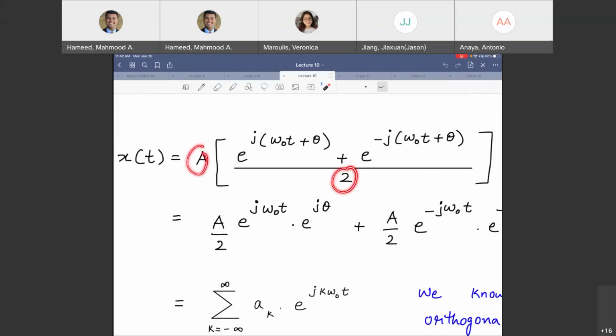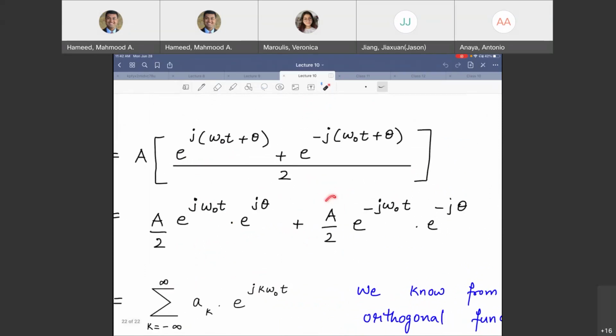Now, let's try to break it up. A divided by 2 e to the j omega naught t multiplied by e to the j theta for the first term, plus A divided by 2 e to the minus j omega naught t multiplied by e to the minus j theta. So I've just broken it up into multiple terms here. I'm still writing this as another form of A cosine of omega naught t plus theta.